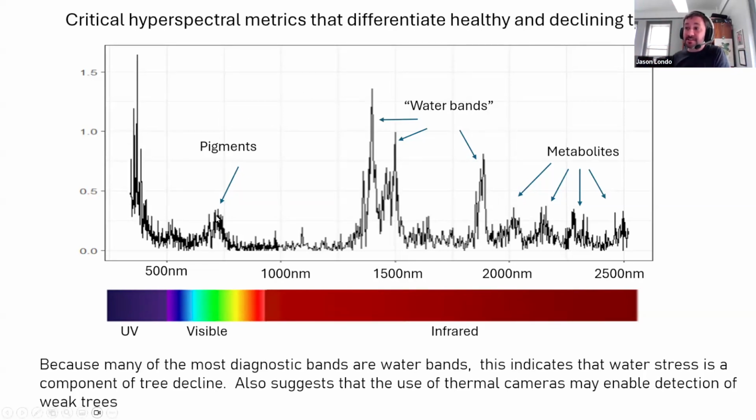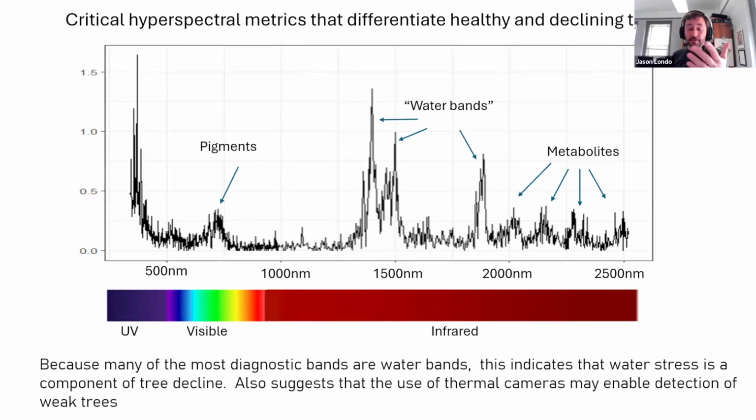You can see that there's this little blip here in the green zone. So this is what I was showing you before. How green the leaf is a good predictor of whether it's a weak tree. That's not perhaps all that helpful because we can see that with our eyes. What is really interesting is as you go into the infrared, you start seeing these large peaks, and these peaks are associated with the water bands or leaf water status. And what that's telling us is that the leaves on declining trees in the orchard are under water stress.